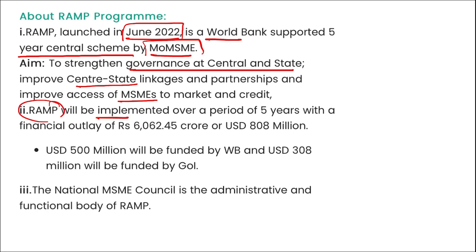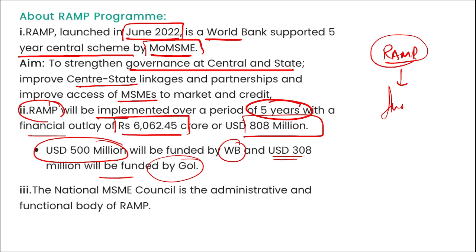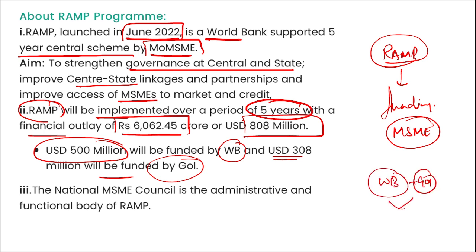RAMP will be implemented over a period of 5 years with a financial outlay of 6,062.42 crore rupees or $808 million. Under this, $500 million will be funded by the World Bank and $308 million will be funded by the government of India. So we can say this RAMP scheme is basically to provide funding to the MSMEs, right? It was launched with the help of the World Bank and the government of India, where they will be enhancing the relation between center and state and providing funding to these MSMEs.